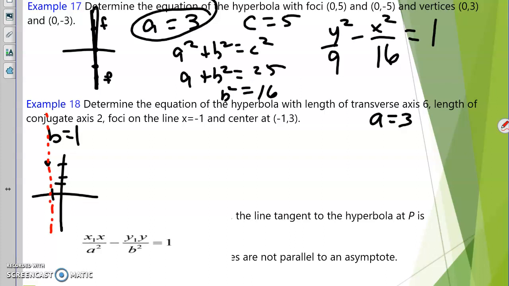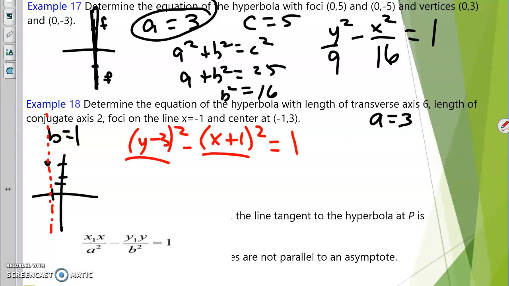So I'm going to write my part of my equation. I'm going to write that (y minus 3) squared minus (x plus 1) squared equals 1. And then I have to put the a and the b in there. Our a is the distance to our vertices, and they say that that's going to be there. So I'm going to say 9 there because our a was 3. And our conjugate axis would be a 1 there. Simple enough.